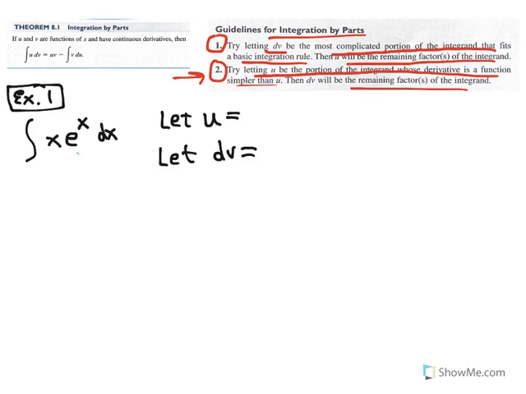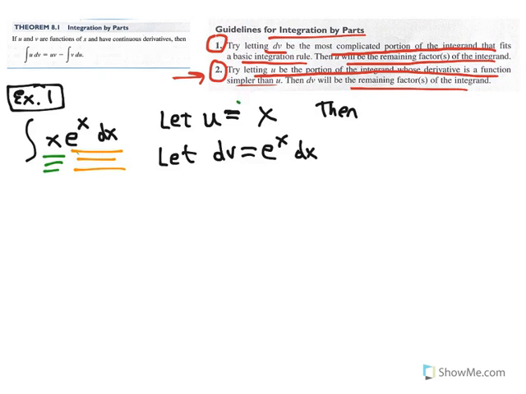So we're going to try letting u be equal to x. That's a part of the integrand, and the derivative of x is 1, which is simpler than x. And we're going to let dv be the remaining part of the integrand. dv will be e to the x dx. So now we will find du.